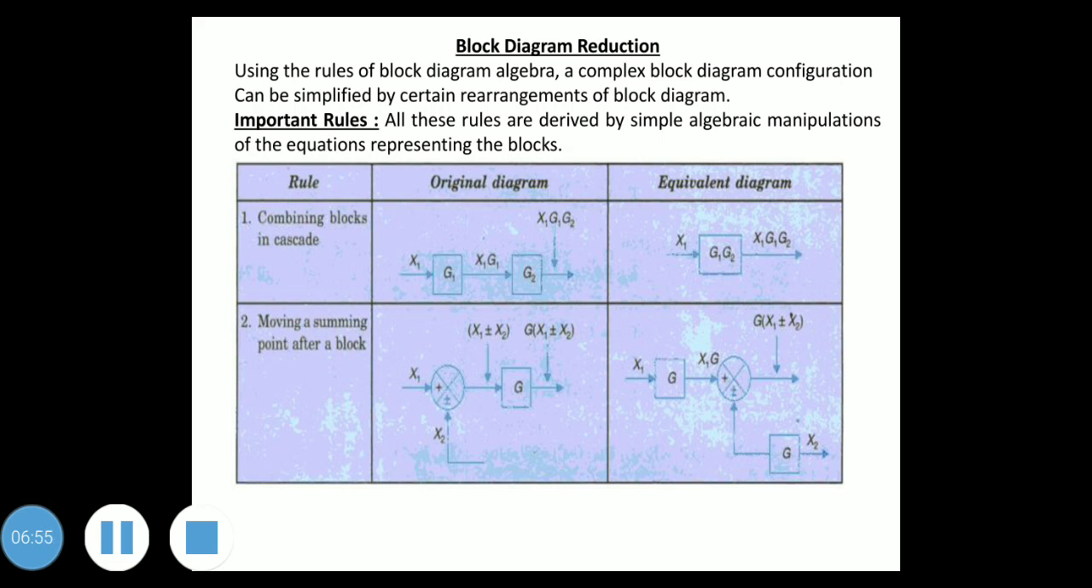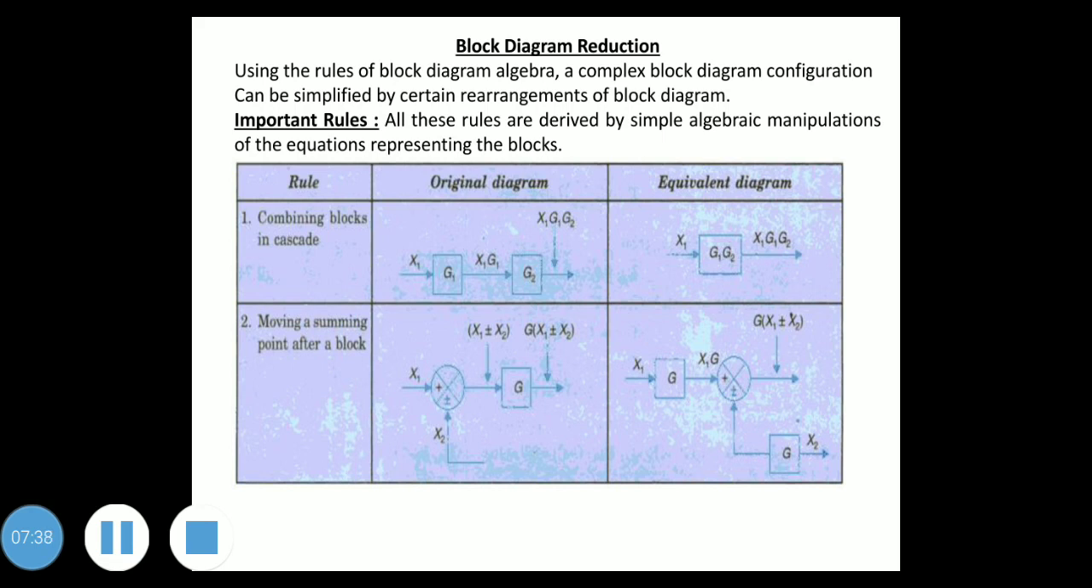The first rule is combining blocks in cascade. If there are blocks in cascade, we can combine them. This is the original diagram. There are two blocks in series or cascade, so we can combine these two blocks as only one block. Input is x1, output is x1 G1 G2, and inside the block we have G1 G2. So when two blocks are in cascade, the gains of those two blocks can be multiplied and represented by a single block. You can see here G1 one block, here G2 one block. These two blocks are in series, multiplied and shown in one block G1 G2.